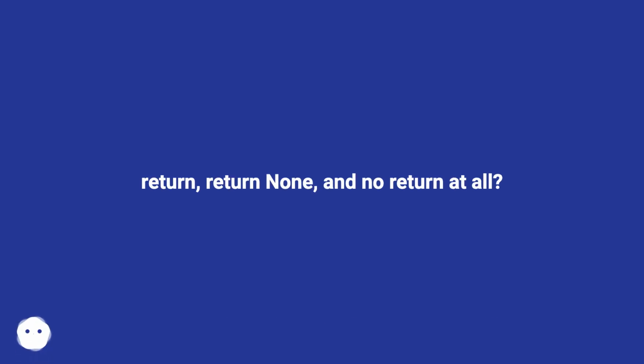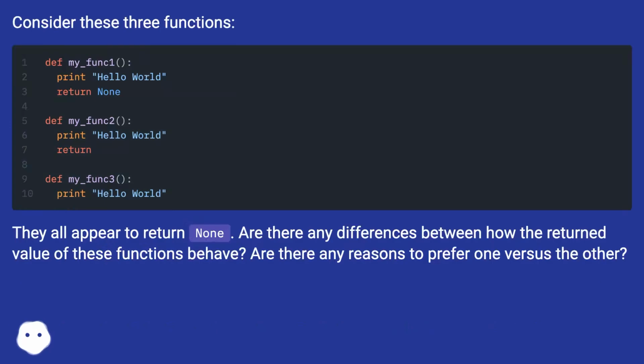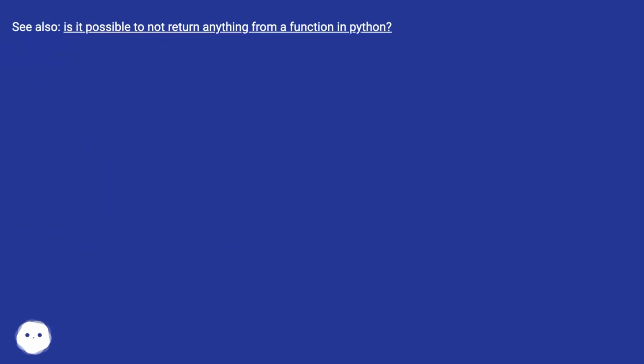Return, return None, and no return at all. Consider these three functions. They all appear to return None. Are there any differences between how the returned value of these functions behave? Are there any reasons to prefer one versus the other? See also, is it possible to not return anything from a function in Python?